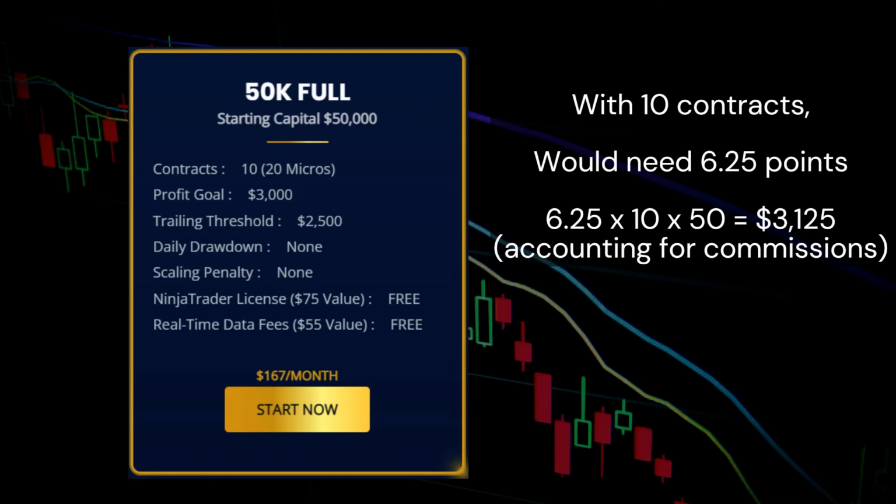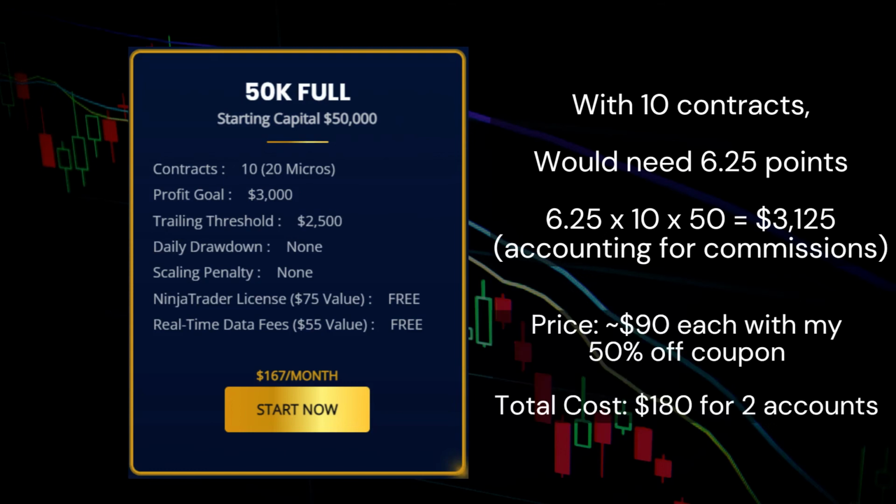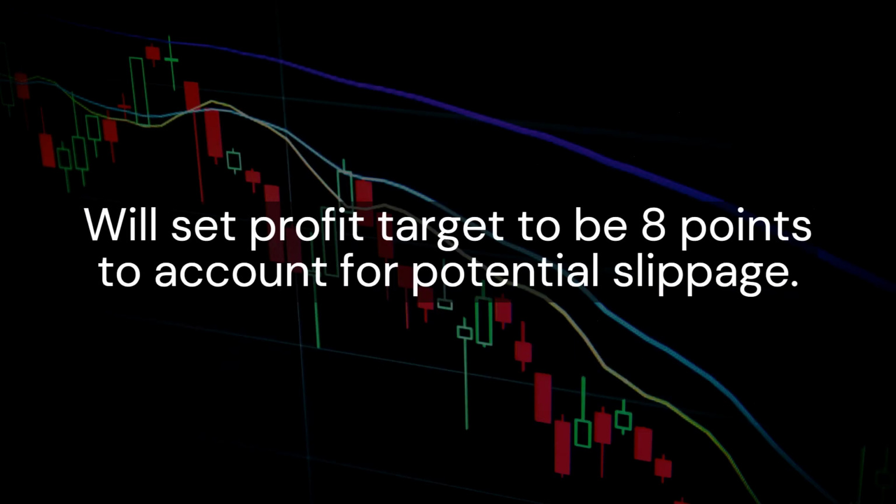Not only is this easier to achieve since price doesn't need to spike as much, but the 50k evaluation accounts are also cheaper. They're only $90 each with my 50% off coupon, so I'd only be risking a total of $180 on 2 accounts. So even though I'll only need 6 points of profit, I'll probably set my profit target to be 8 points to account for potential slippage.